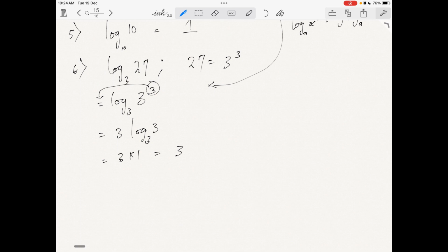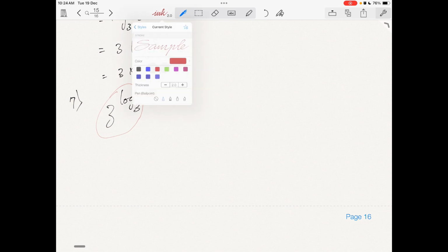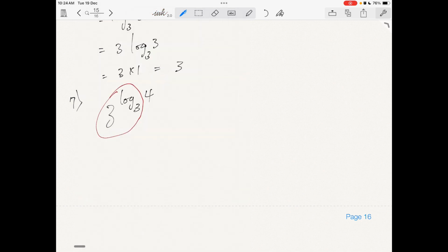Okay, so let's have another question that says given we have 3 raised to power log to base 3 of 4. Now we know that everything in this circle is equal to 1. So our answer will be 1 by 4, and that'll give me 4.